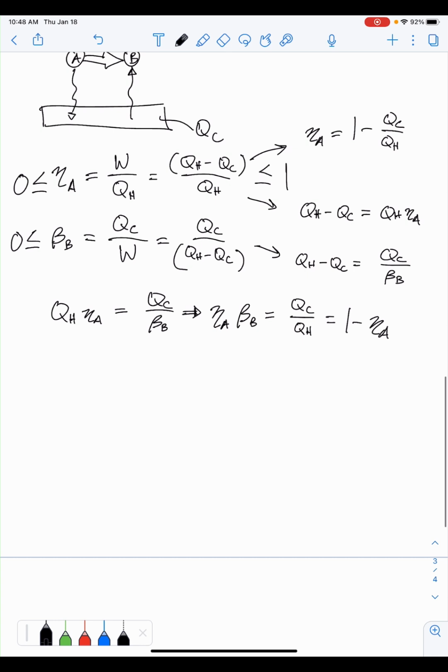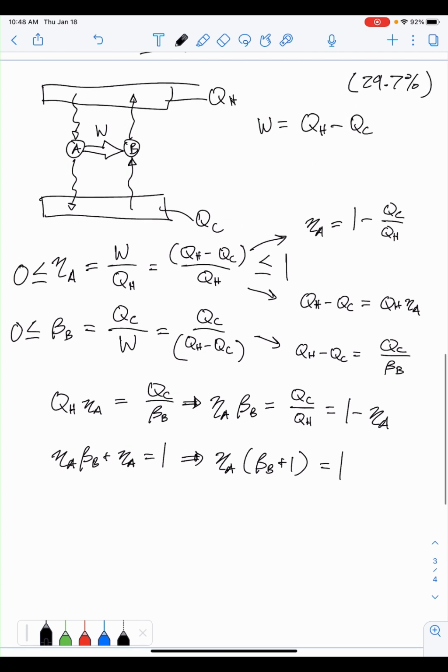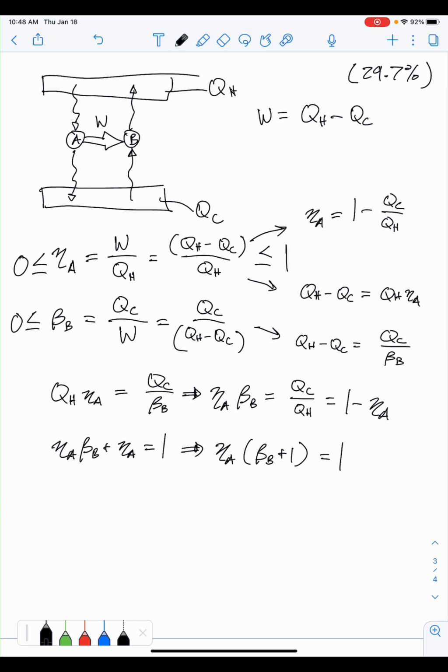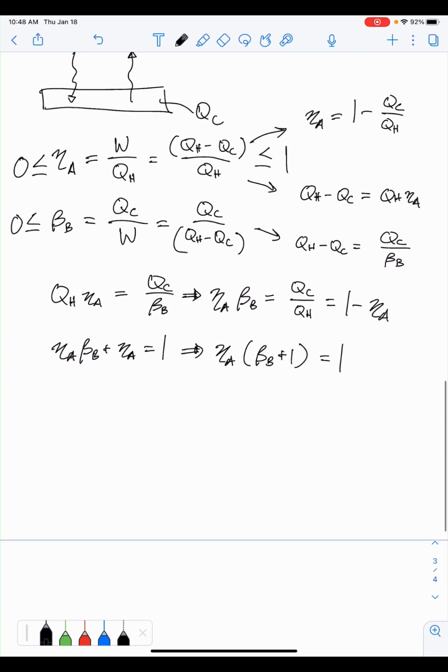Okay, so I'm going to move all the efficiencies over, and factor out the eta. And this is the resulting relationship for this diagram I have right here. And does it make any sense? Yeah, I'd say so. Let me quickly explain.